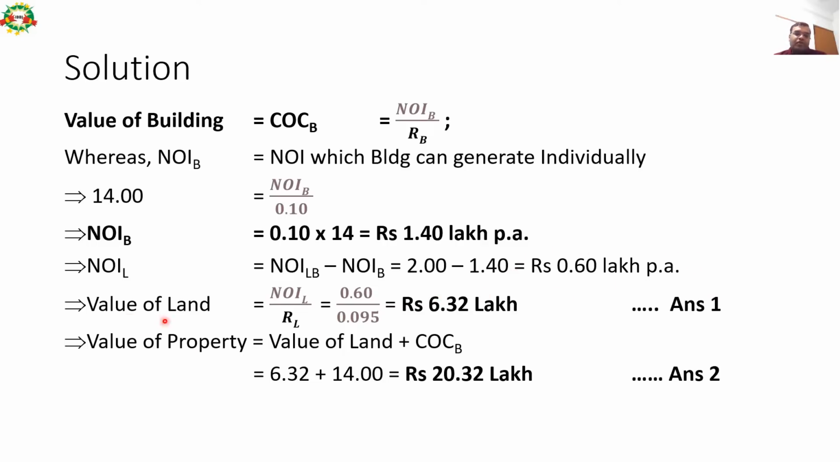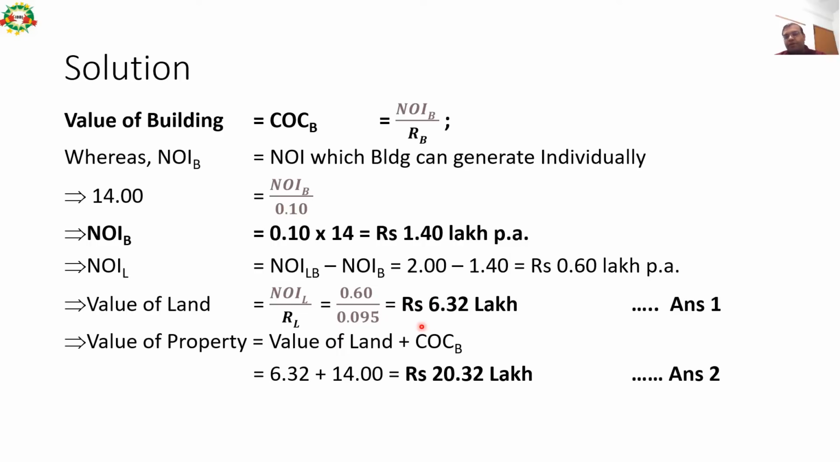So that means the value of land is NOI of land divided by the capitalization rate of land, considering perpetual income from the property. So 0.60 divided by 0.095. This RL has been given in the question, and 0.60 we have calculated above. So that is equivalent to 6.32. This is answer number 1 asked in the question, the value of the land.